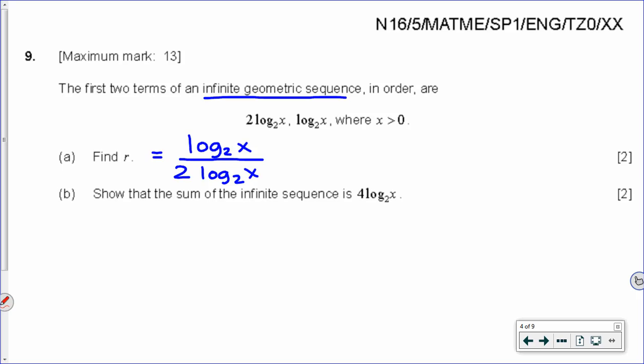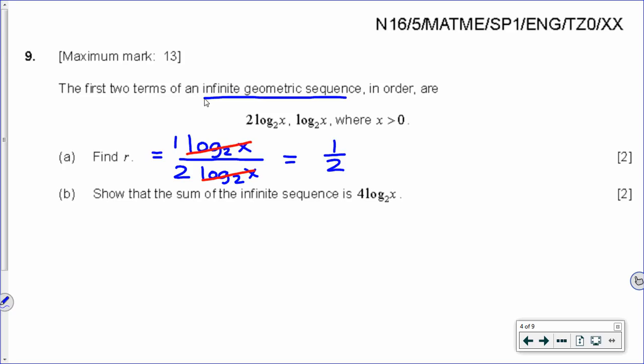And then it's important to realize that log base 2 of x and log base 2 of x can cancel each other out. They're just a single number, and they cancel if they're stacked on top in a fraction. So this just equals 1/2. So the common ratio, though this sequence looks confusing, is just a half.